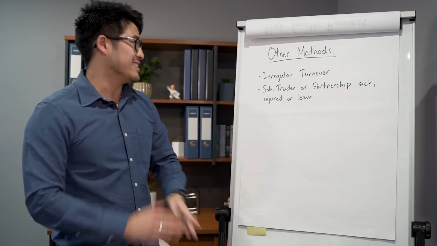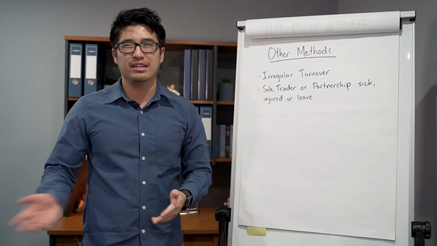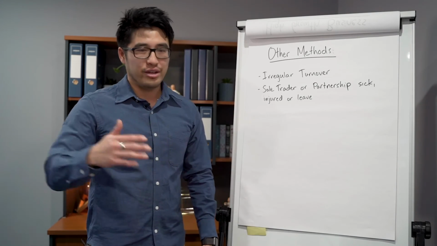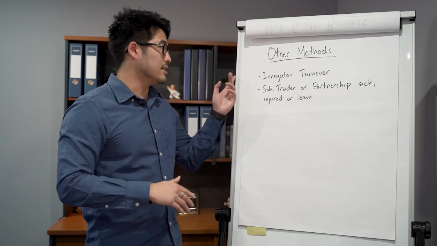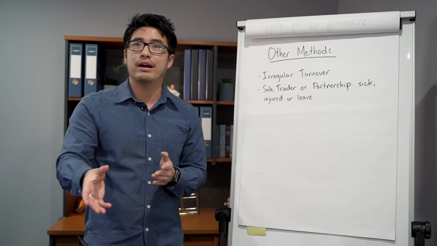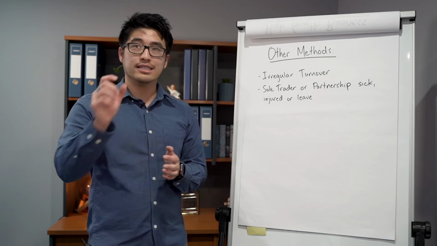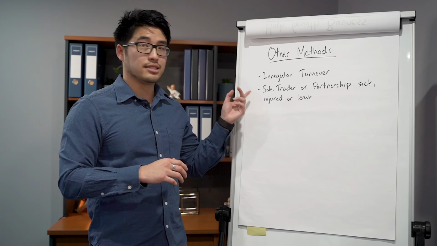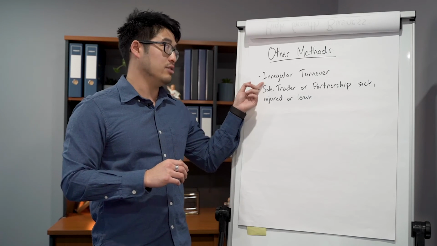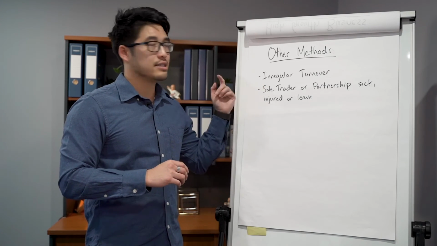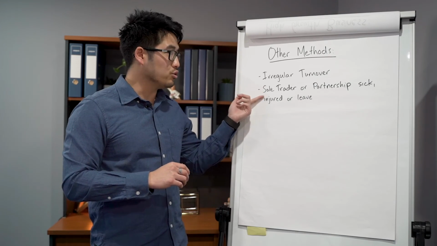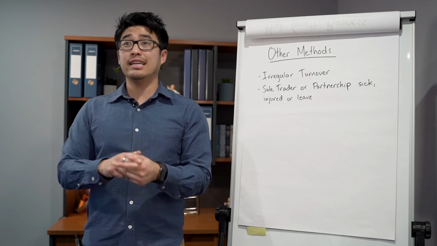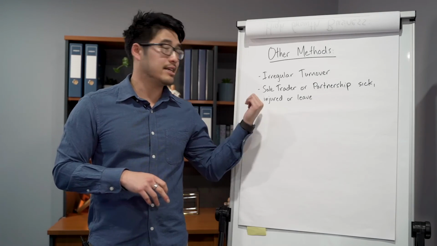And the other methods. Okay, so there are other methods, like I mentioned, that aren't really that common, which is irregular turnover and sole trader. So if you have irregular turnover, you can apply that test. And the test is very similar. They just changed the comparative month. Like I mentioned before, your test month is the month that you choose, but it changes your comparative month. You just need to see if your business is making irregular turnover. If it does, then you can apply that test. If your business is a sole trader or partnership and you were sick, injured, or on leave, then you can also try and apply that test as well.